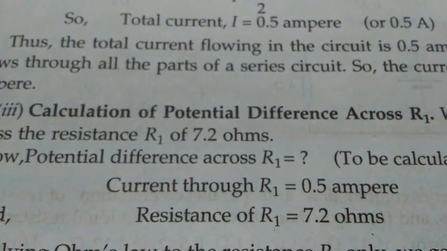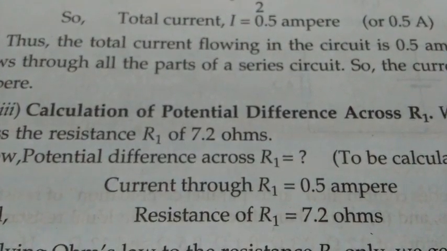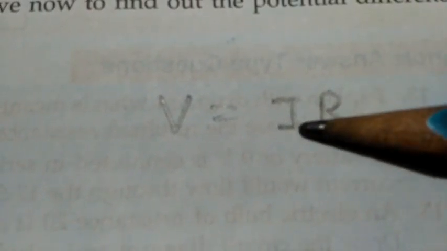Now we have to find the potential difference across R1. By Ohm's law, V equals IR. This is the formula. Now we know the value of I for the whole circuit. Whenever you have to find the voltage across any resistance, you should first know the current flowing in the circuit. So first of all, we have to find the current flowing in the circuit, which we have already found. Now let's put the values in this formula, V equals IR.